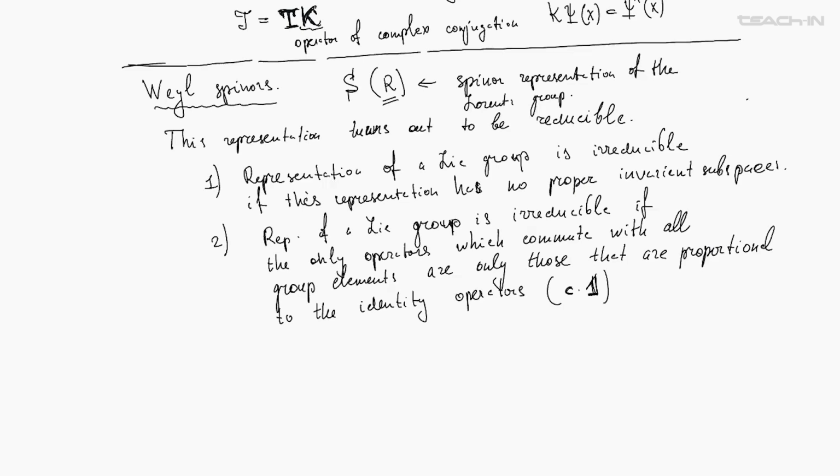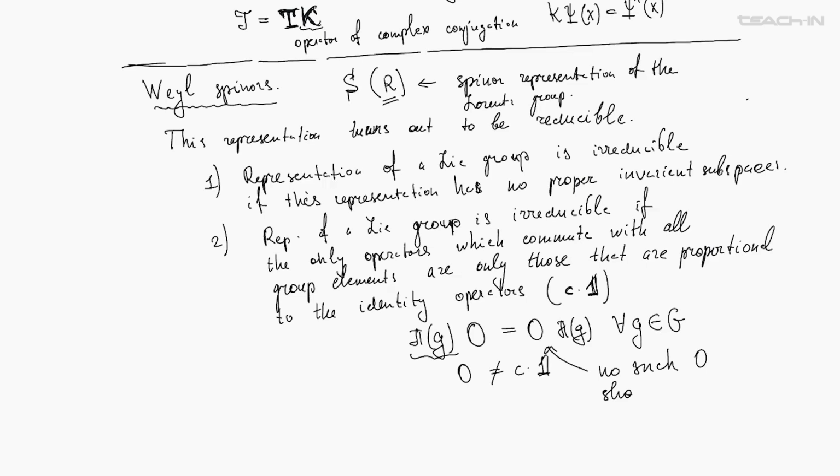So if I represent, say, the action of the group element in your representation space as P of G, so it's like a matrix acting on a concrete representation space, then irreducibility means that there is no non-trivial operator O such that it commutes with P of G for any group element G, and O is not equal to C multiplied by identity, because C multiplied by identity always, of course, commutes with any P of G. But if you exclude those, then no such non-trivial O should exist. So this is another definition of what you can call an irreducible representation.